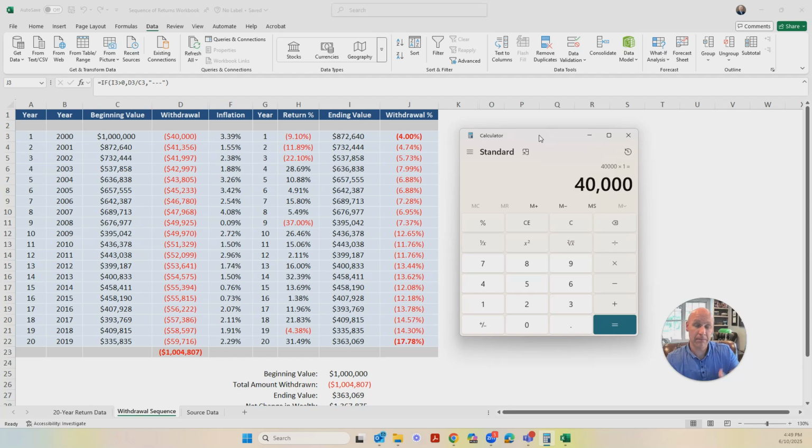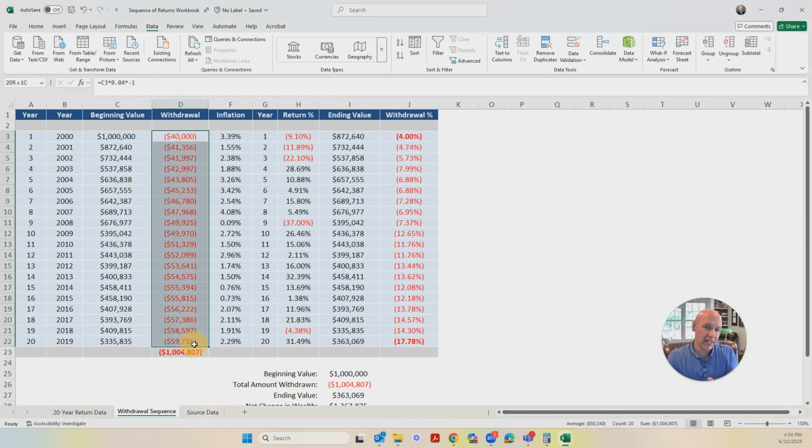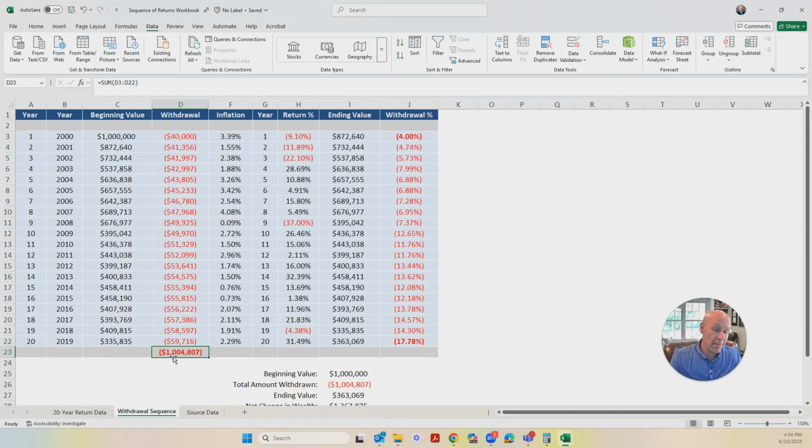If we multiply times 1, it's just 40,000. But if we multiply times 1.0339, that's going to give us the same amount, plus 3.39% more for inflation. So the second year, there's the $41,356 withdrawn. And then the second year, inflation was 1.55%. So if we multiply times 1.0155, now you're up to $41,997. Notice over the 20-year period, you took out the equivalent of $1,004,807.